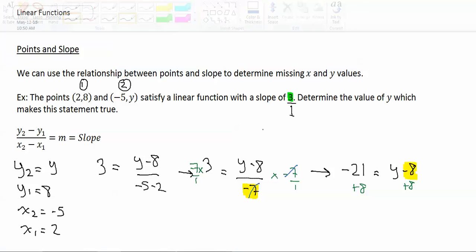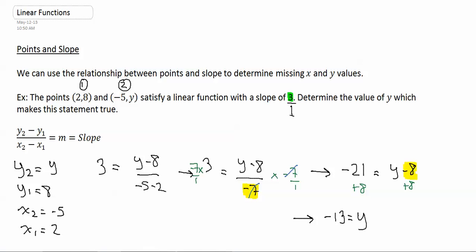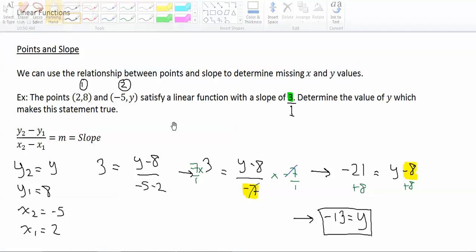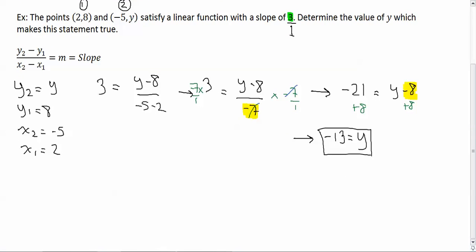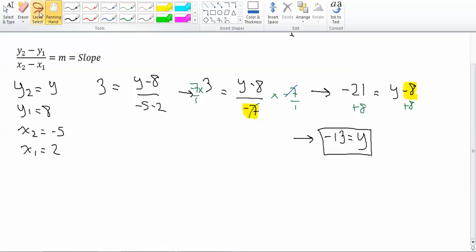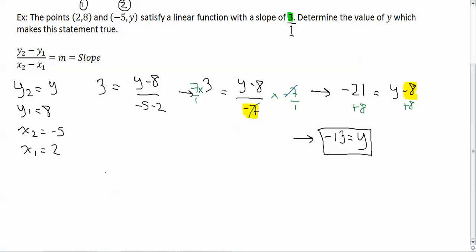And now I'm going to be left finally with negative 13 is equal to y. So the y value that makes this statement true is negative 13. And let's check to see if our answer is correct. So we said before that we can think of a slope of 3 as 3 over 1. So I should get the following. I should find that 3 over 1 is the same as putting our y value in.